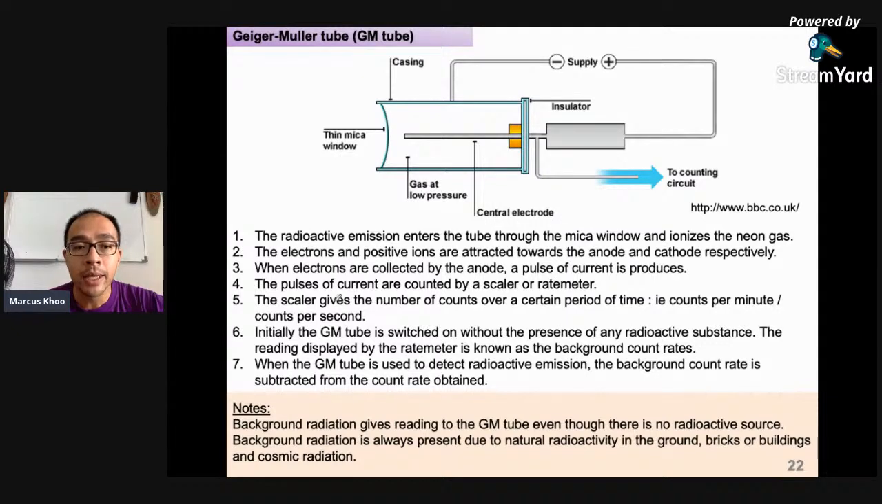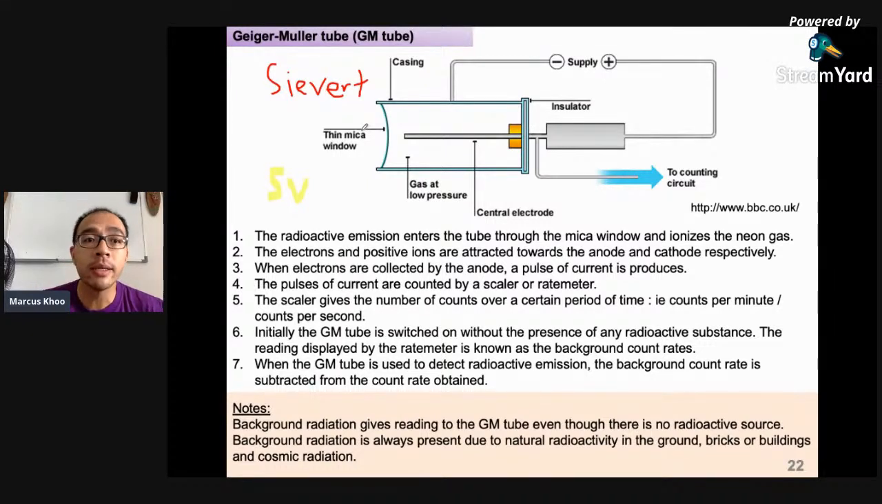The scalar gives the number of counts over a certain period of time. So we find that our Geiger-Müller tube, the unit, actually nowadays they use this unit called sievert, SV. The short form is SV, but the real spelling is S-I-E-V-E-R-T.